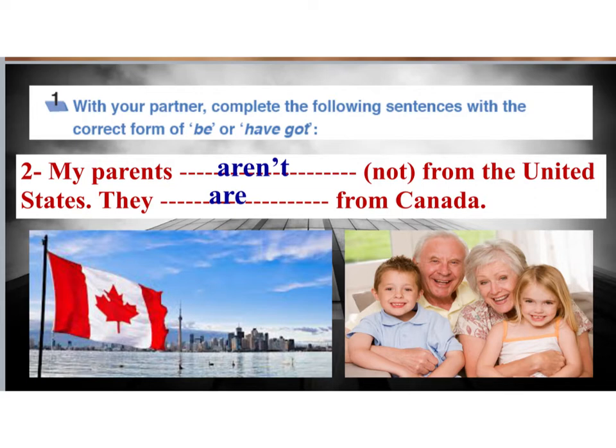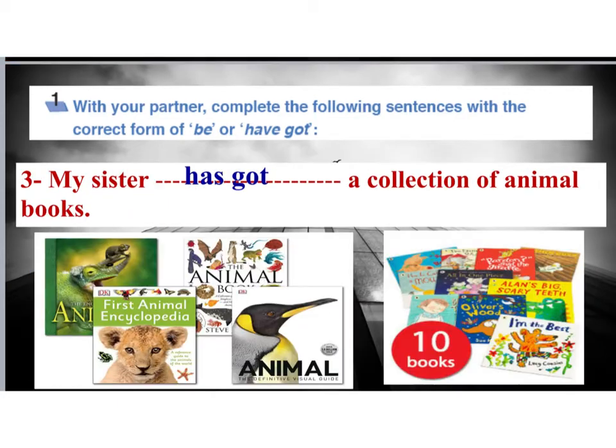My parents aren't from the United States. They are from Canada. Number 2, my parents aren't from the United States. They are from Canada. Number 3, my sister has got a collection of animal books. Has got.